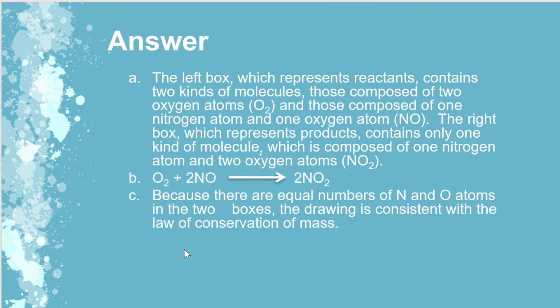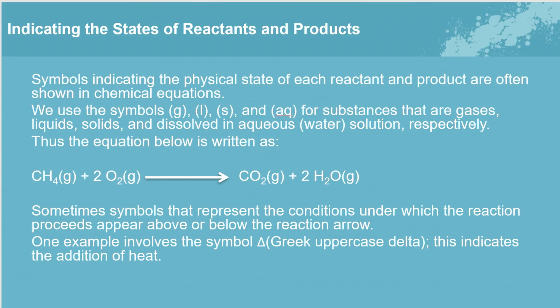So what do we have here? If you took the time to actually count it, you would see that there are equal numbers of nitrogen and oxygen atoms in the two boxes, that is on the reactant side and the product side. And so the drawing is indeed consistent with the law of conservation of mass.